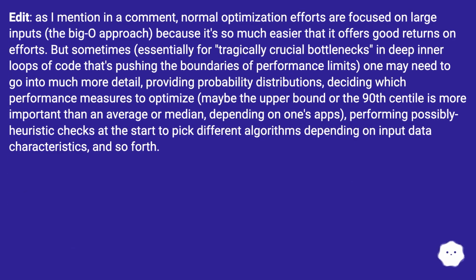Edit: as I mentioned in a comment, normal optimization efforts are focused on large inputs, the big O approach, because it's so much easier that it offers good returns on effort. But sometimes, essentially for tragically crucial bottlenecks in deep inner loops of code that's pushing the boundaries of performance limits, one may need to go into much more detail, providing probability distributions and deciding which performance measures to optimize. Maybe the upper bound or the 90th centile is more important than an average or median, depending on one's apps. Performing possibly heuristic checks at the start to pick different algorithms depending on input data characteristics, and so forth.